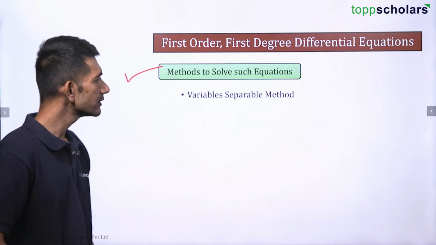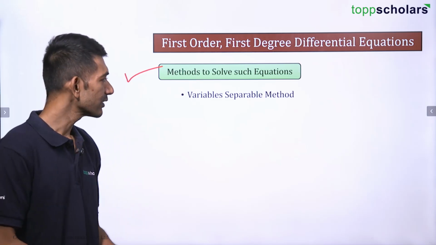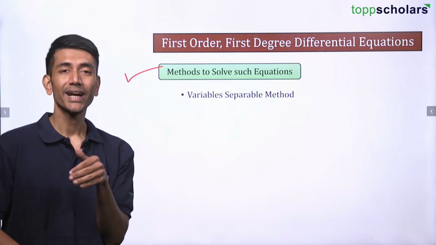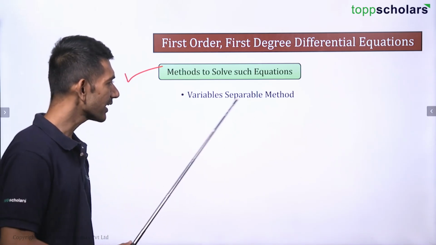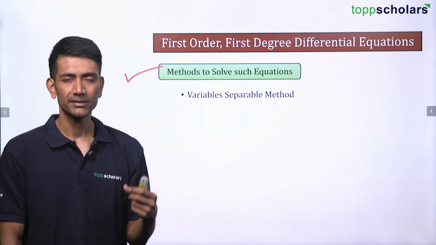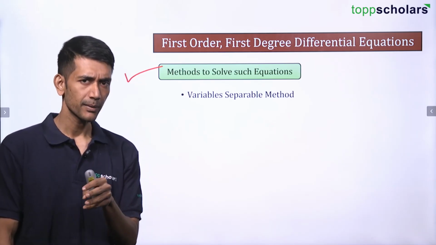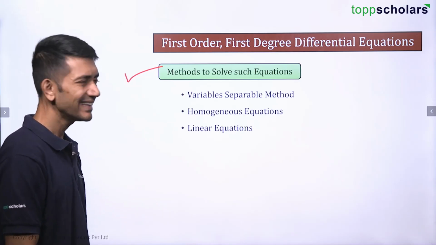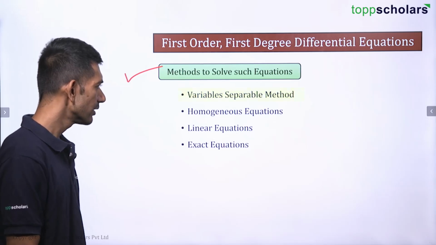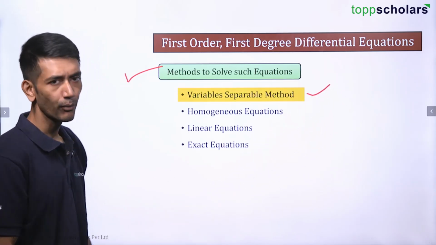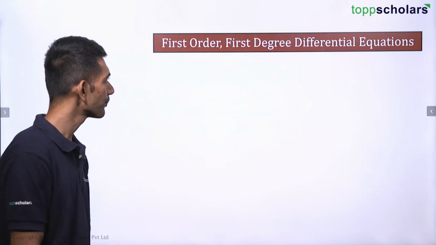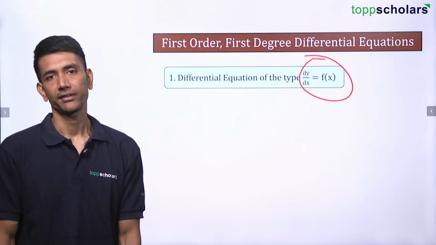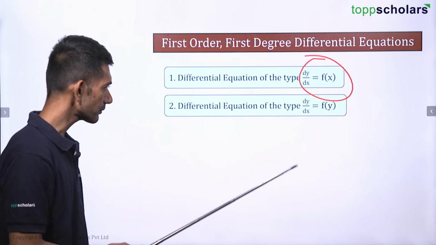Now what are the methods to solve such equations, as in these differential equations, to get the actual equation? So the methods are variable separable method. One of the examples that we saw previously was of the variable separable method only. So variable separable method, homogeneous equations, linear equations, exact equations. Variable separable method is a very important method. We are going to study about that as well. So differential equation of this particular type, that is dy by dx is equal to f(x), how do we solve this? We will see that.